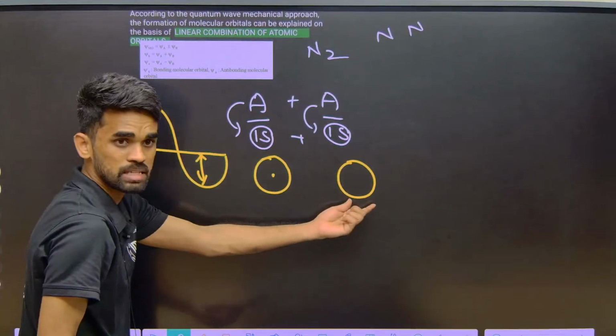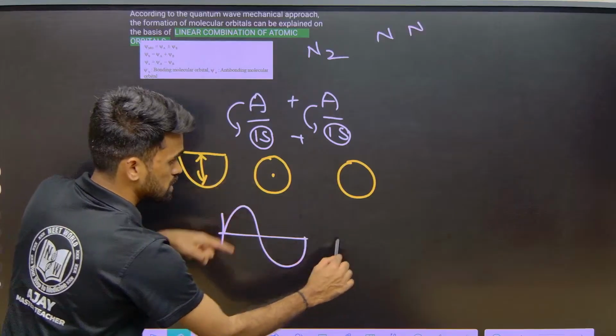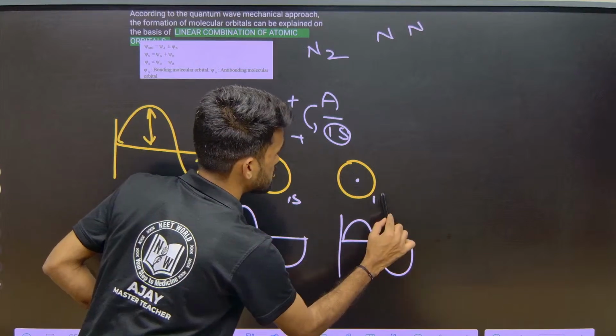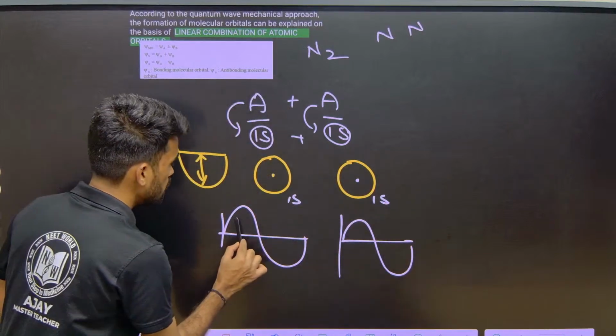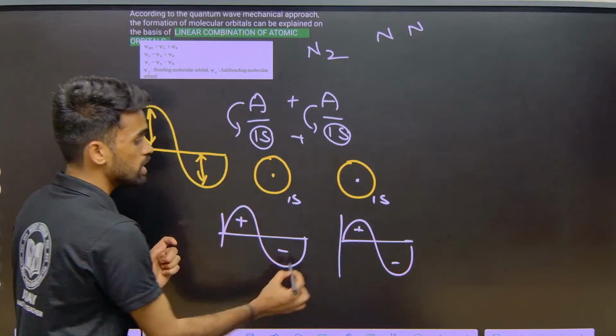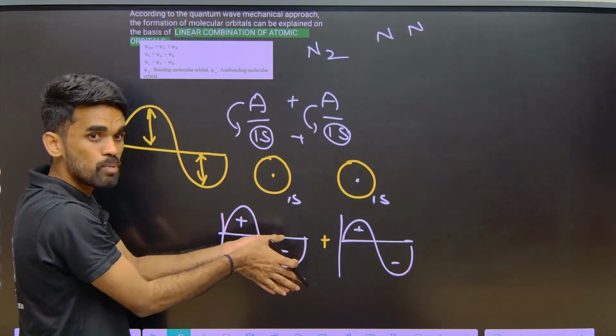This is one orbital, this is another orbital. Now take 2 waves. This corresponds to this one, and this corresponds to this one. This is 1s, let us say this is also 1s. Now if this is plus, and this is minus, I am indicating here. See, now there are 2 possibilities. If I combine these 2 waves, what are the probabilities we have?